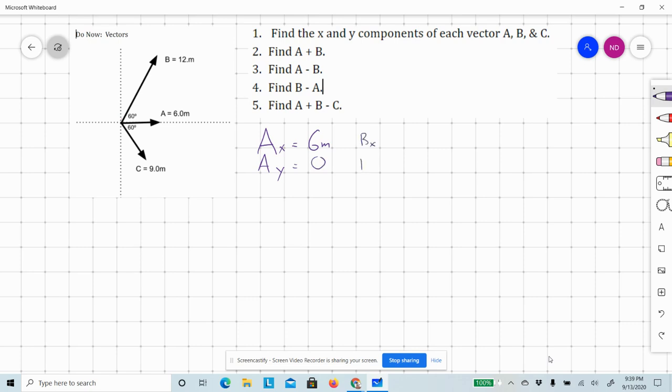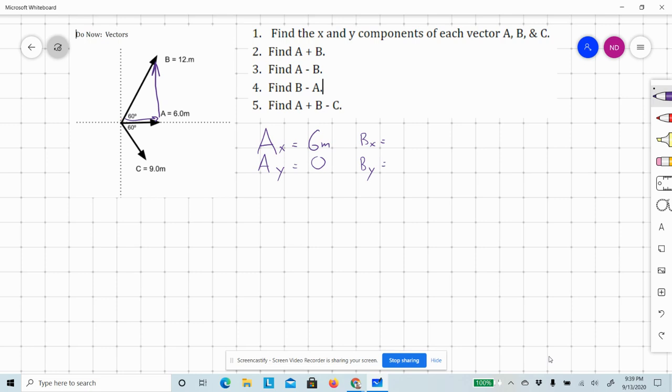B sub x and B sub y are a little different. B is, let's say, 12 meters at 60 degrees, 12 meters in this angle. So some of that 12 is sideways and some of that 12 is upwards. We've got to figure out which is which. That kind of creates a little right triangle there.